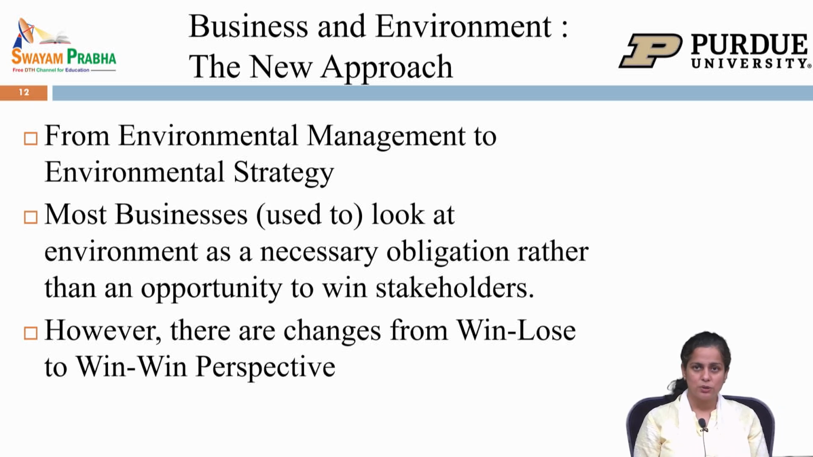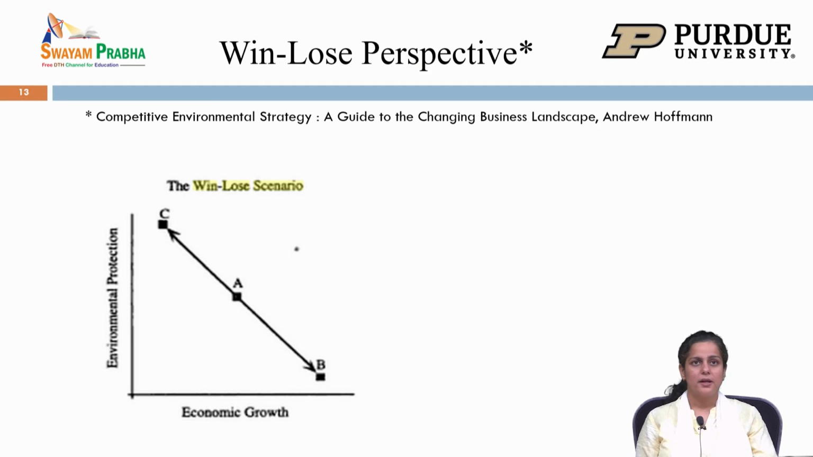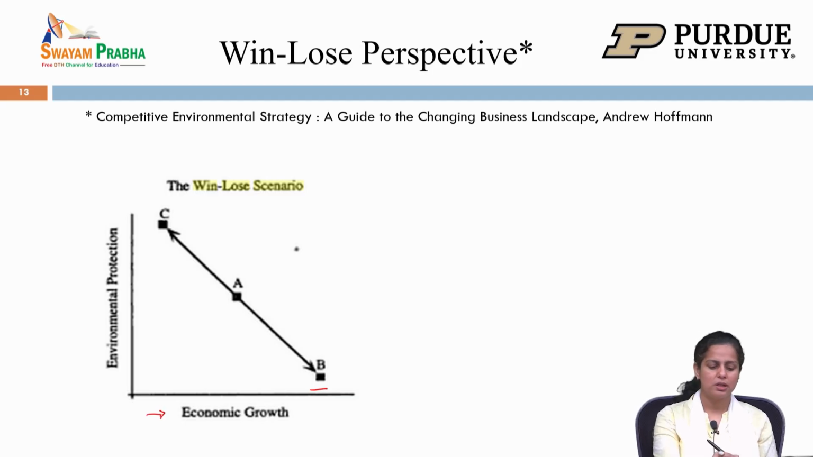So what is this win-lose and win-win perspective? In the win-lose perspective, the thought process is that if we want economic growth, such as at point B, you see high economic growth. On the x-axis is the economic growth, on the y-axis is the environmental protection.